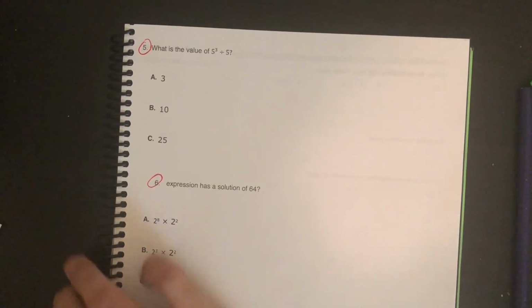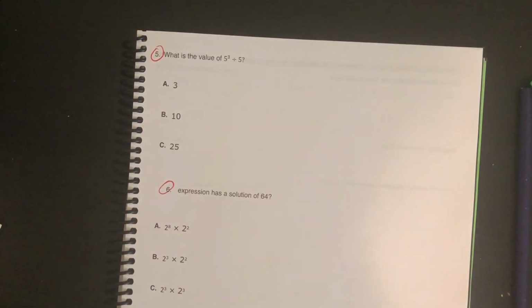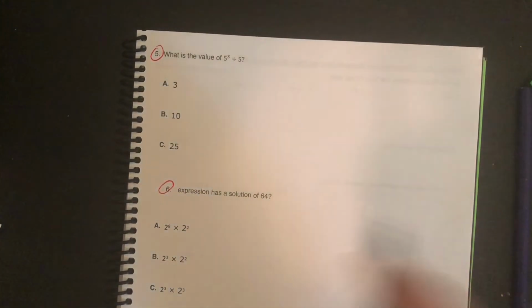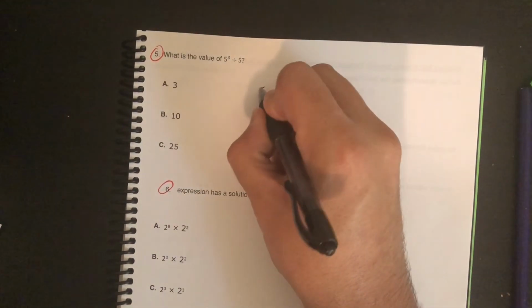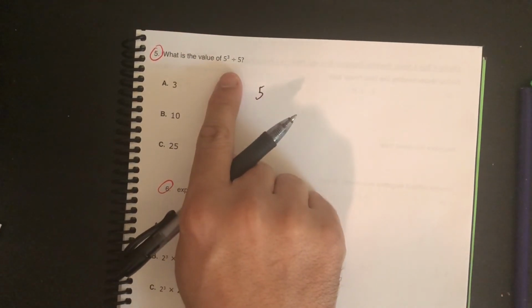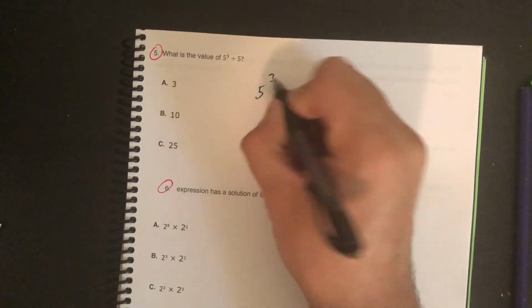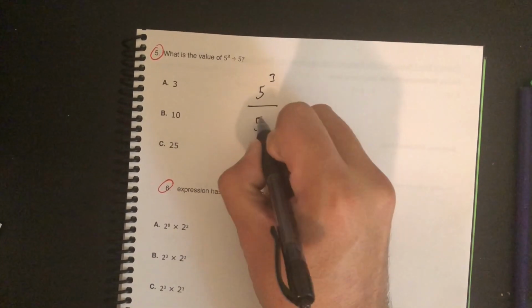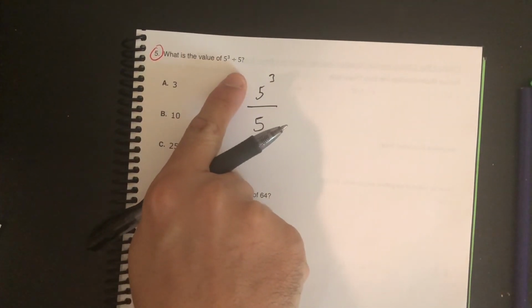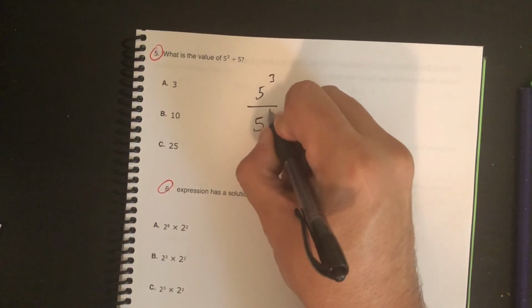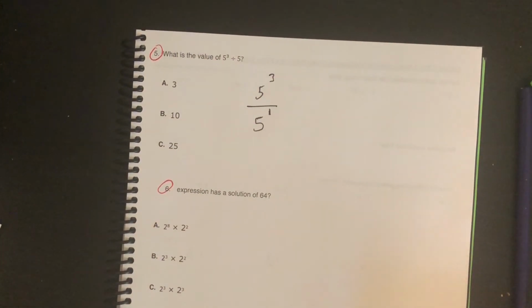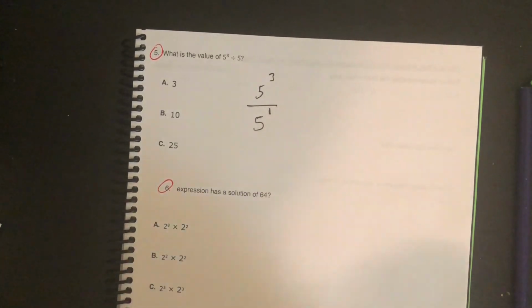What is the value of 5 to the power of 3 divided by 5? So let's rewrite this problem as something we might recognize. Remember that division just means fraction. So I can say 5 to the power of 3 divided by 5. And remember, if a base doesn't have an exponent, it's implied to be a 1. So I'm going to go ahead and add an exponent of 1. So here's my problem. Pretty easy.